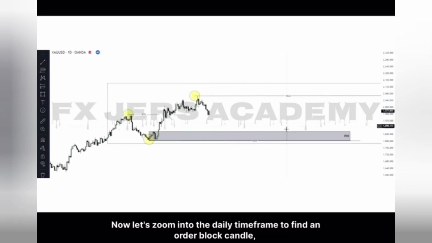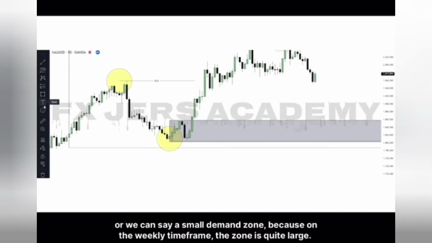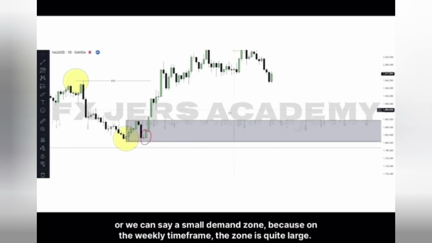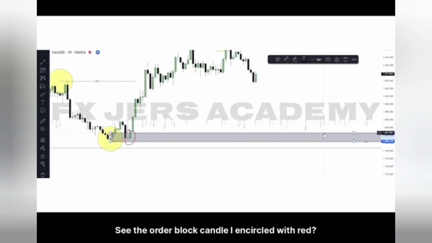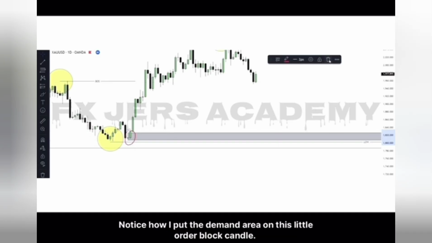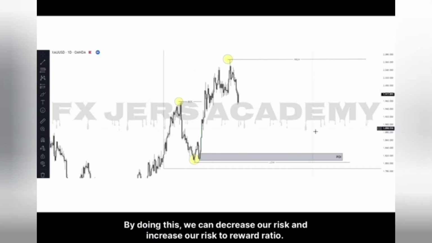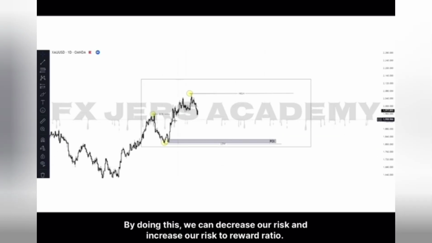Now, let's zoom into the daily time frame to find an order block candle, or we can say a small demand zone, because on the weekly time frame, the zone is quite large. See the order block candle I encircled with red? After that, the market has moved up. Notice how I put the demand area on this little order block candle. By doing this, we can decrease our risk and increase our risk to reward ratio.